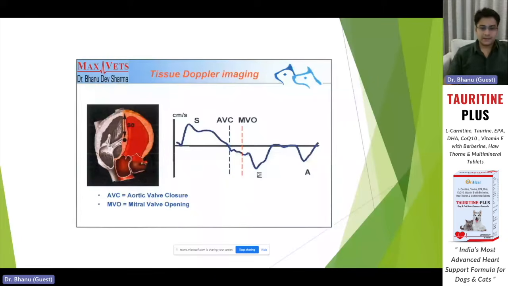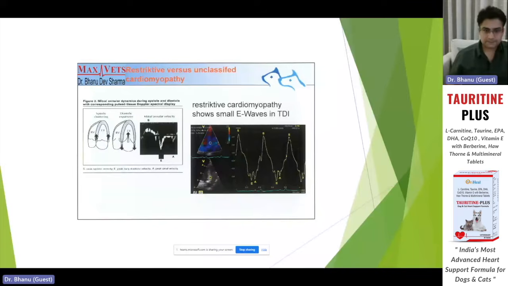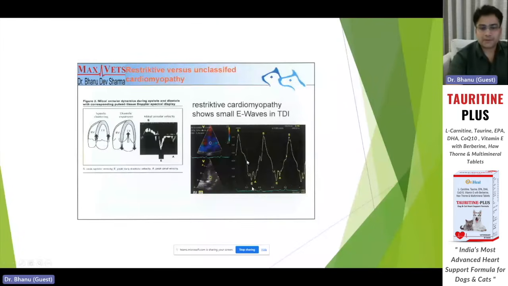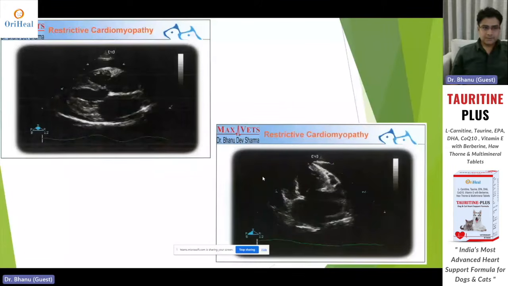This is again an echo loop of the systolic wave, the E wave, and the A wave. This is in the tissue Doppler imaging, and in this the E wave becomes short, and when you measure it, it is less than 2.5 centimeters per second. These are echo loop images of how RCM would look and appear on the echocardiography.